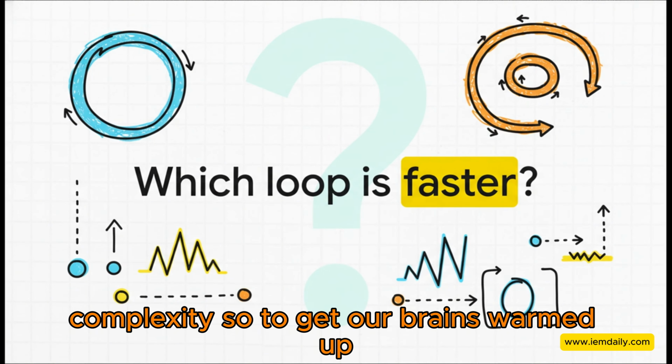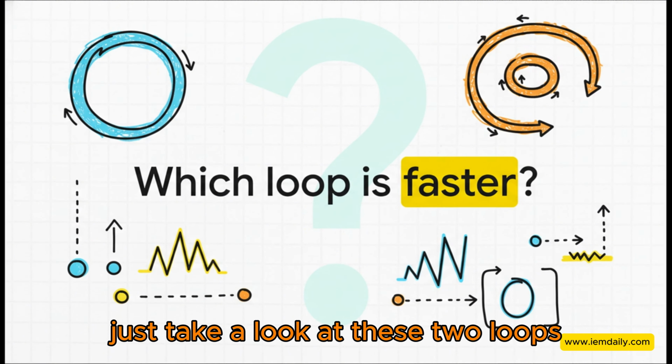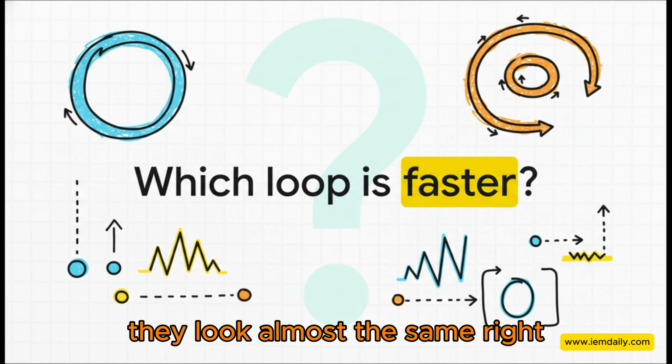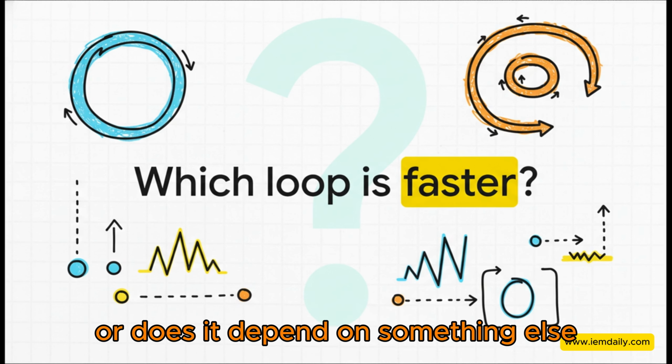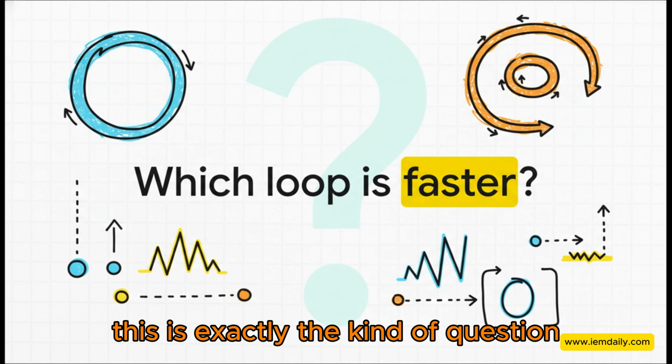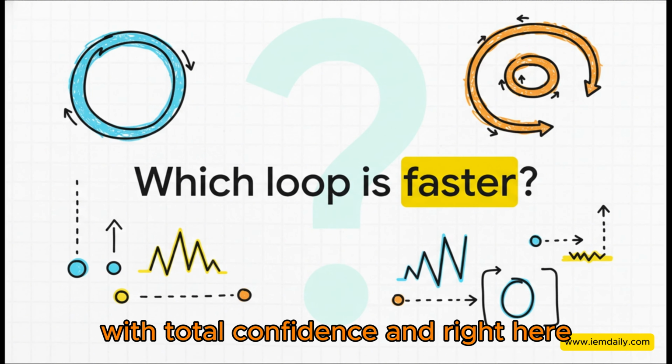So to get our brains warmed up, just take a look at these two loops. On the surface, they look almost the same, right? But which one do you think is actually faster? Or does it depend on something else? This is exactly the kind of question we're going to learn how to answer with total confidence.